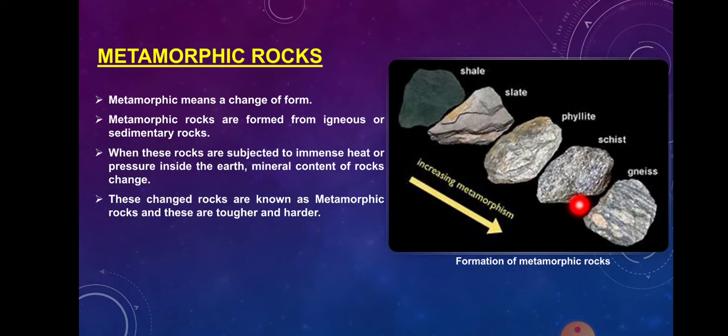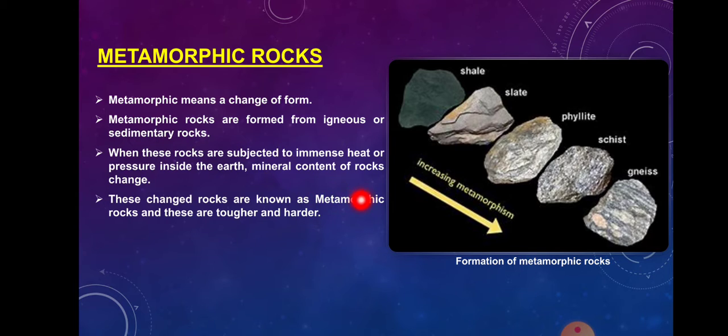So this is the way the formation of metamorphic rocks takes place. Metamorphic means a change of form, and metamorphic rocks are formed from igneous rocks or sedimentary rocks, as I explained just now. When these rocks are subjected to a lot of heat and pressure inside the earth, their mineral content will change.